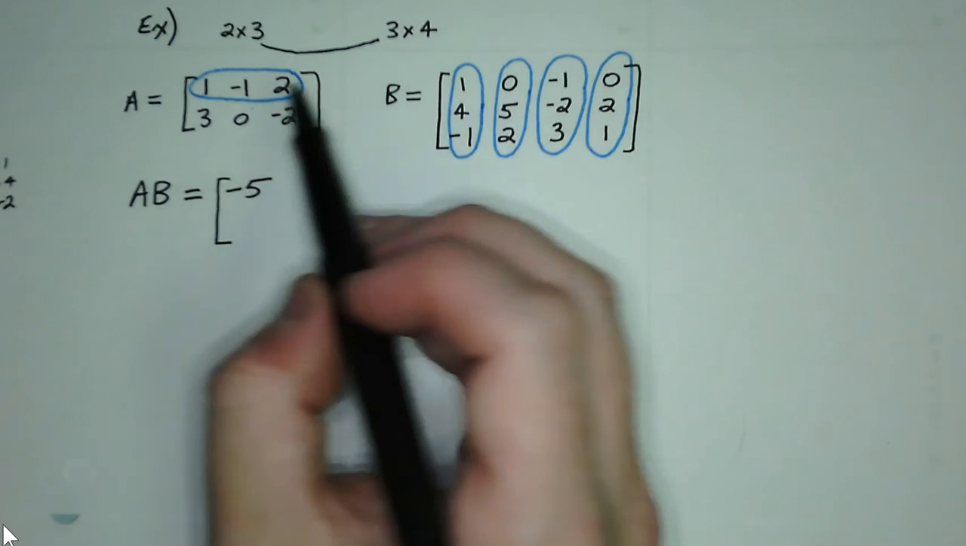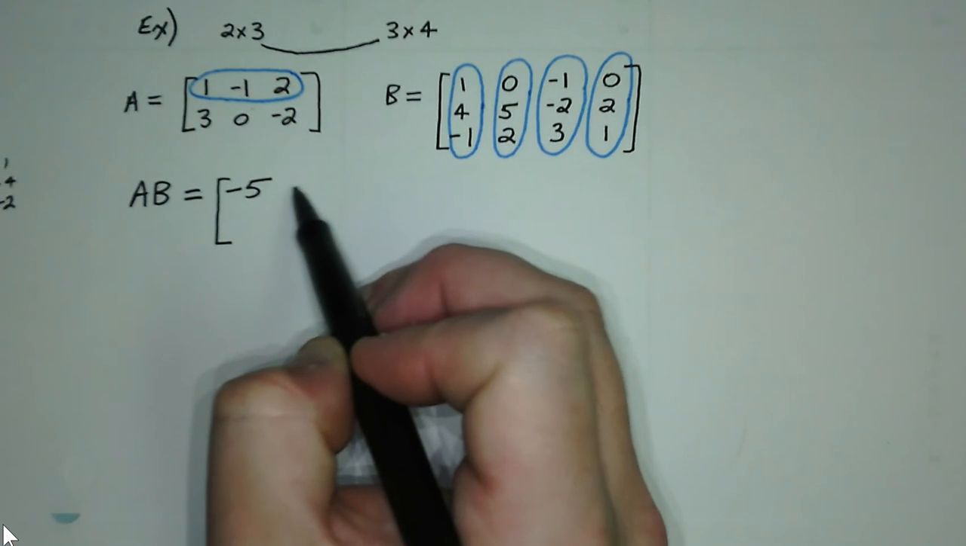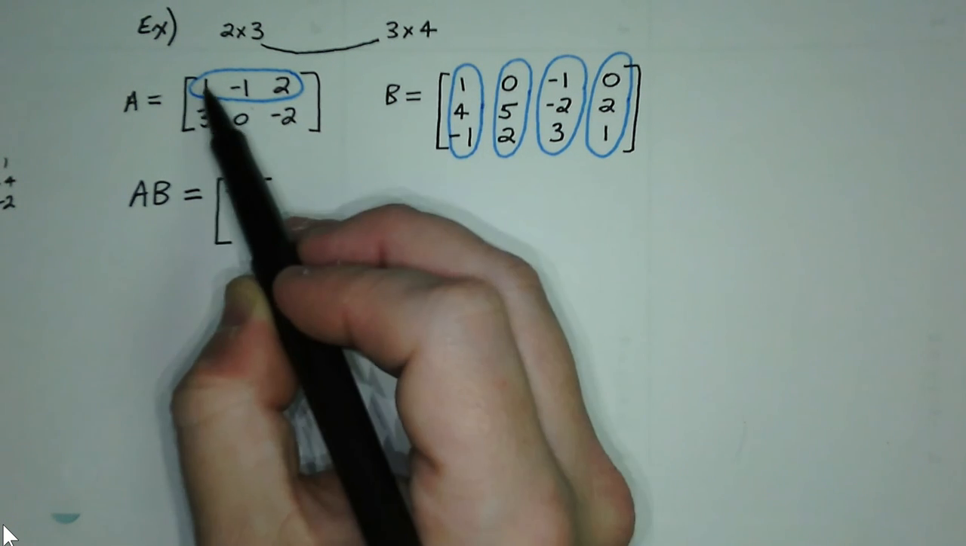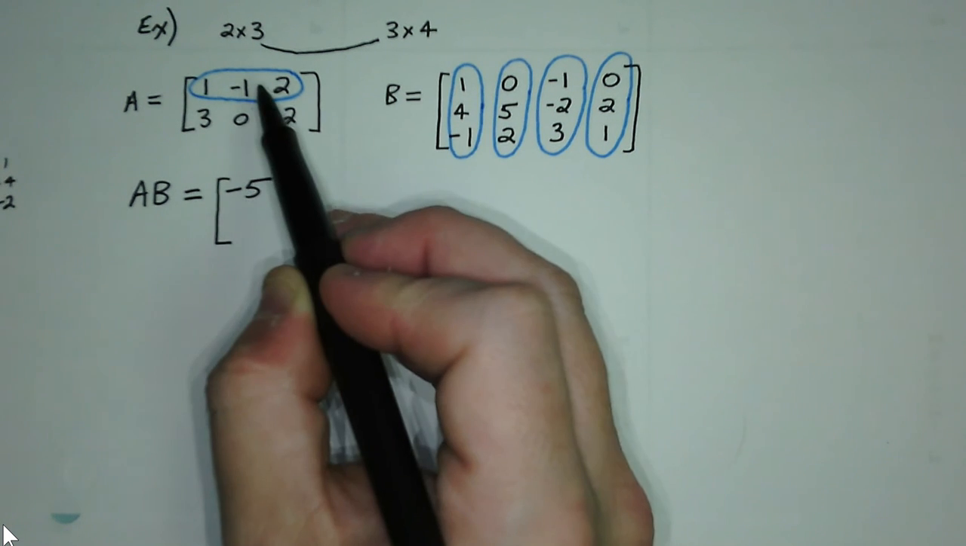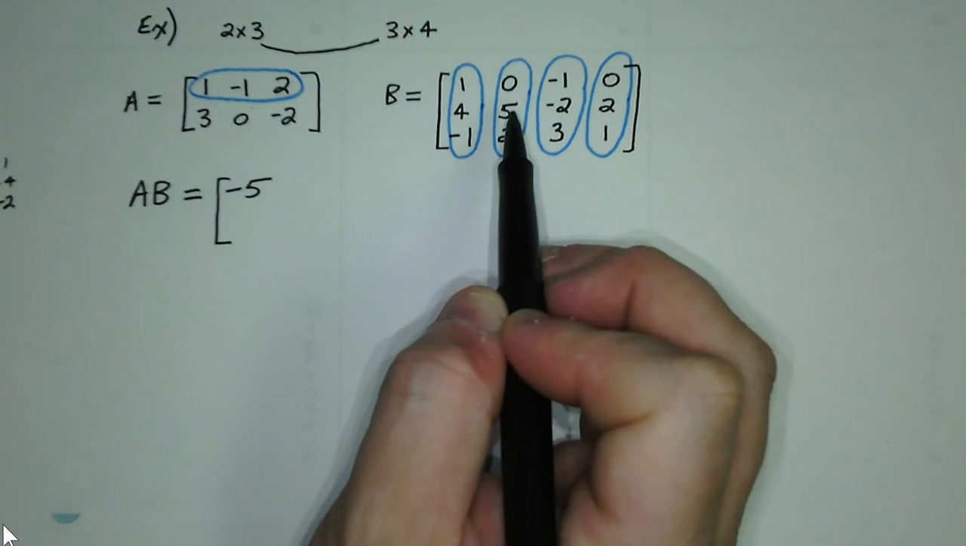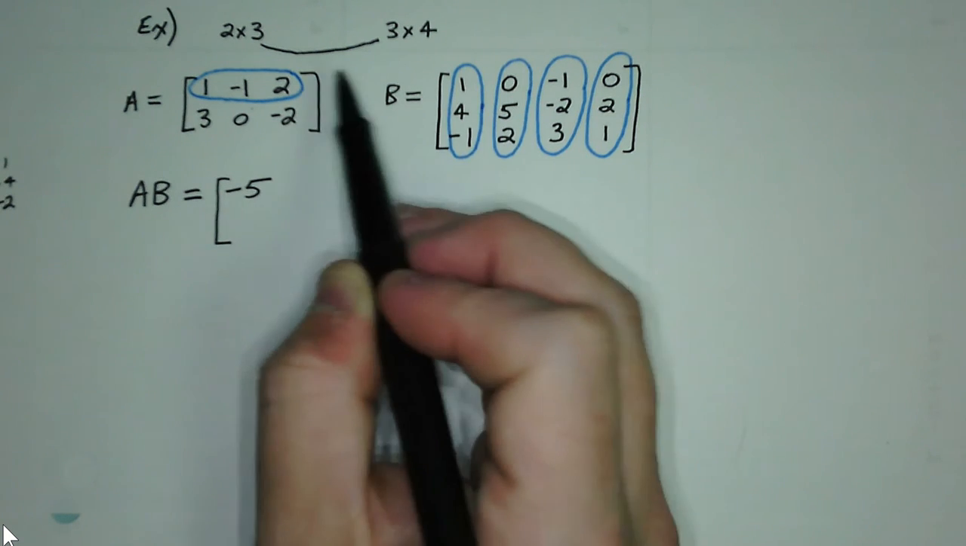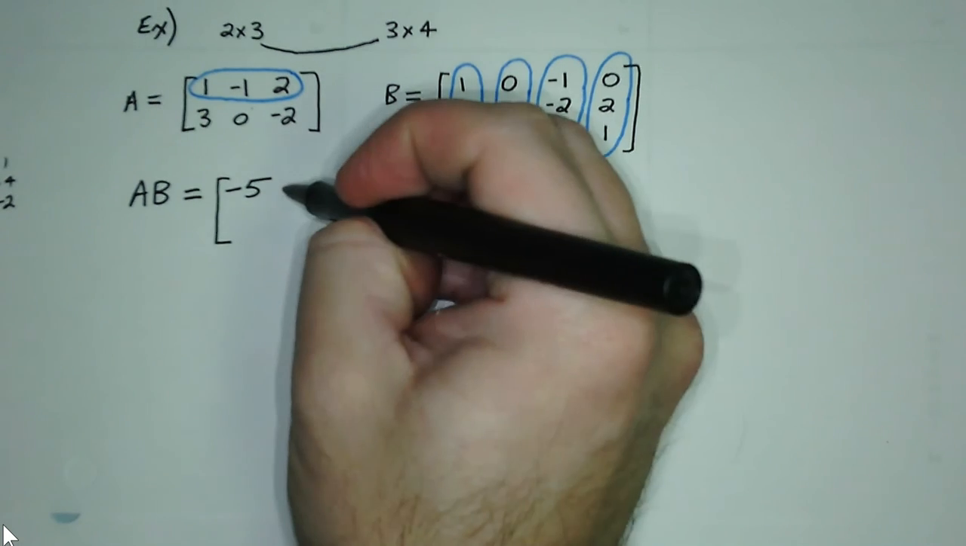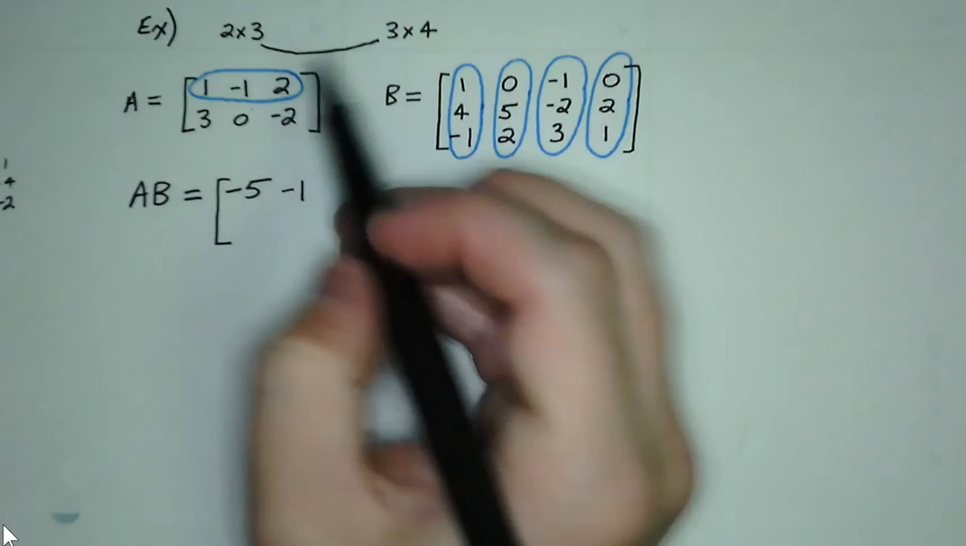And let's keep this going. Now this is going to be row 1, column 2. 1 times 0 is 0. So 0, negative 1. So that's negative 5. 2 times 2 is 4. So negative 5 plus 4, that should be negative 1. I just did that in my head.